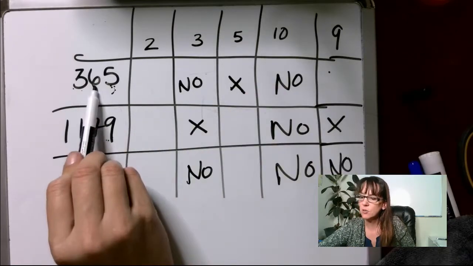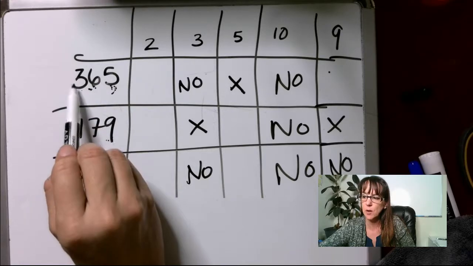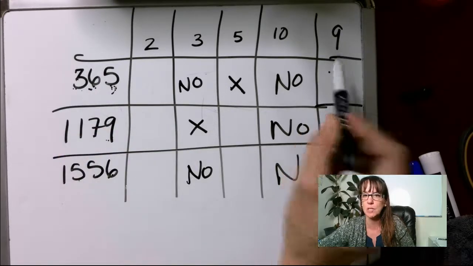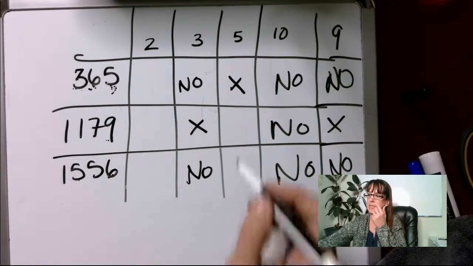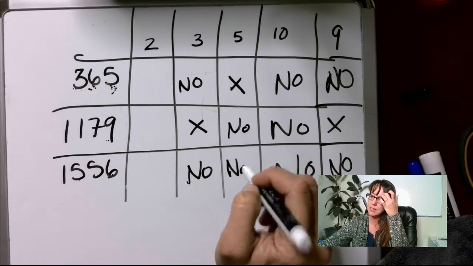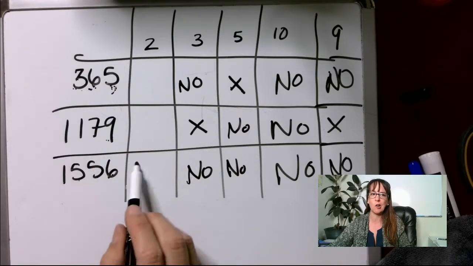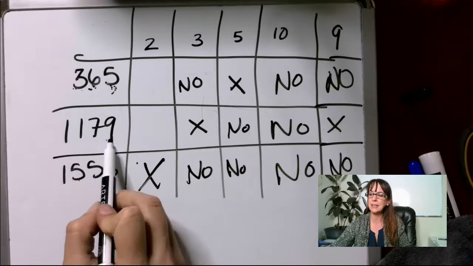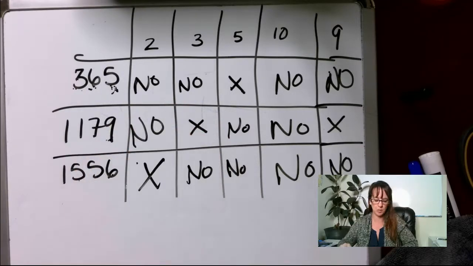Wait, let's try this one again. 5 and 5 is 10, plus 1 more is 11, 12, 13, 14. Does 9 go into 14? No, so 9's not going to go into that. Okay, so this is a no and a no because it doesn't end in a 5 or a 0. Over here, the only thing that is even is this one. Right? Not even, so nope and no.